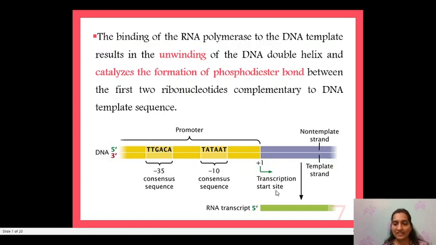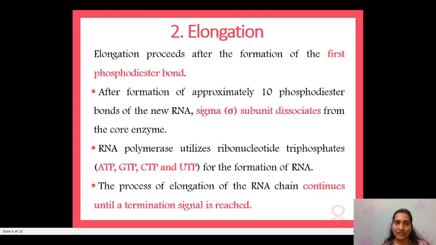Thereby your initiation gets started. So when you come to the stage of elongation, it just proceeds after the formation of the first phosphodiester bond. Your RNA polymerase core enzyme starts adding the ribonucleotides, thereby a small new mRNA transcript will be synthesized. When 10 phosphodiester bonds are formed, your sigma factor gets dissociated from the core enzyme, and your RNA polymerase starts elongating the mRNA transcript just by adding the ribonucleotides. The process of elongation of the RNA continues until the termination signal is reached.